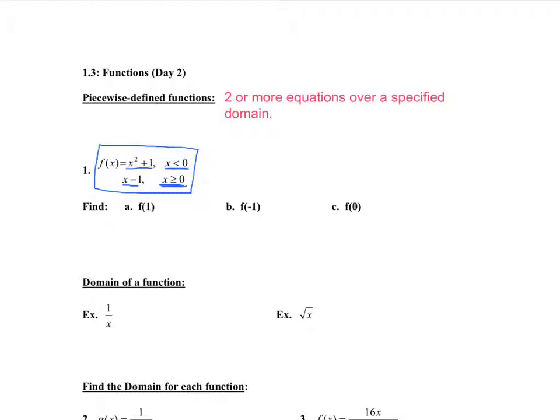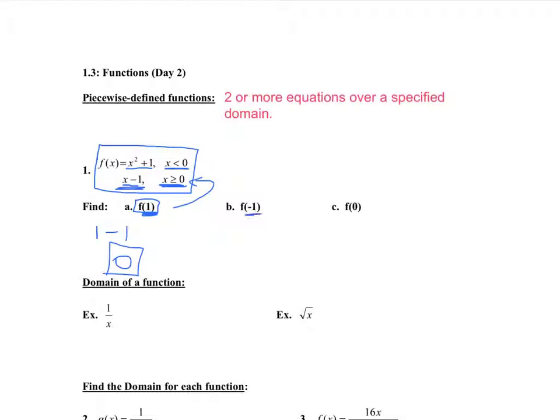So if they're telling you, hey, find f of 1, well, this 1 is the x, and 1 is defined on the second equation. So I'm only plugging that in, this x minus 1. So when I plug that in, f of 1 just equals 1 minus 1, which is 0, and that's our answer. Very simple, once you know where to plug it in.